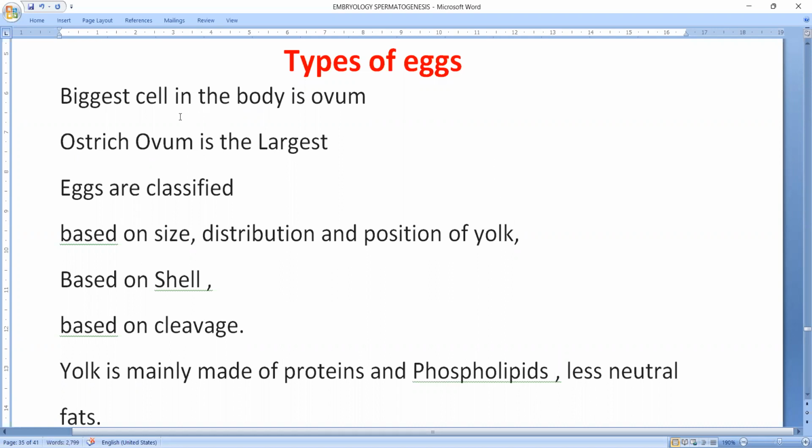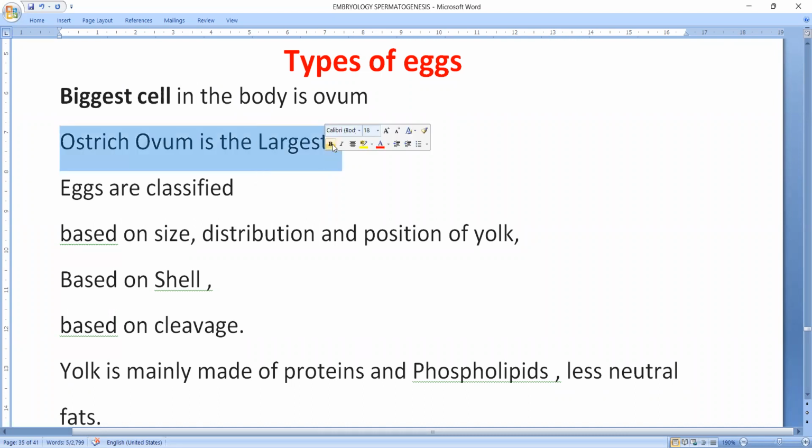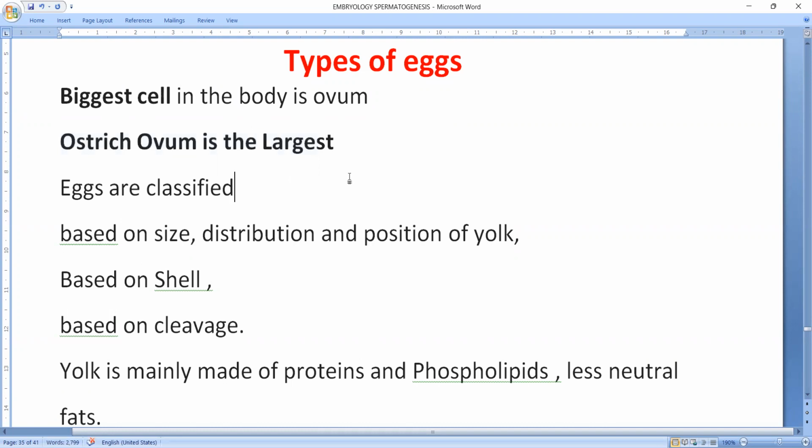Okay. So in our body, the biggest cell in a vertebrate body is generally the egg. Okay. So we all know this is a GK question: the ostrich ovum or egg is the largest of all the eggs or ova.